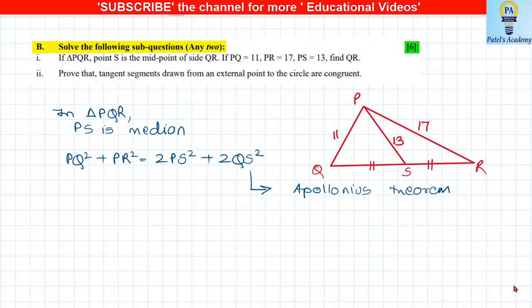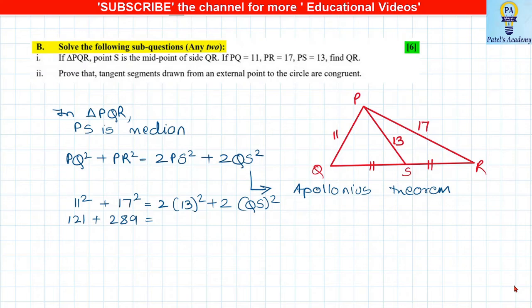Let us substitute the values which are given to us. They have given the value of PQ, that is 11 square. They have given PR, that is 17 square. Here you have to find out QR. PS is given, so 2 into 13 square plus 2 into QS square as it is. Let us do the squares: 121, this is 289. Now this is 2 into 169. First we find the square and then we multiply by 2.